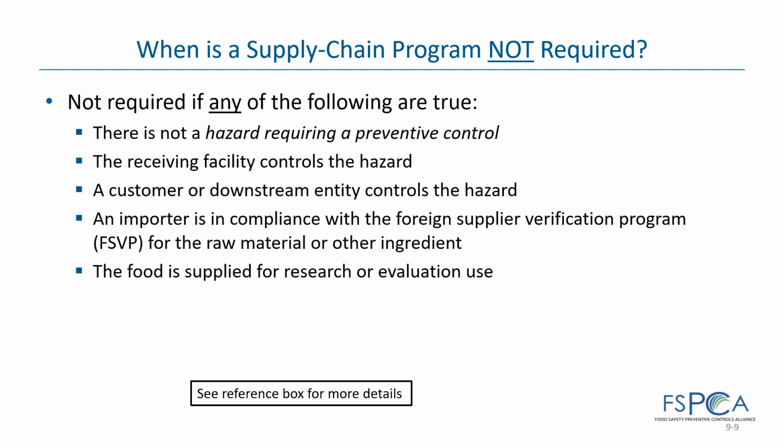So like I said, that's very similar to this supply chain applied control. So if you're adhering to the FSVP, you do not need to adhere to this part of the regulation. It just doesn't make sense. They overlap so much. Or if the food is supplied for research or evaluation use. Okay, so if you are using it just for research, then you do not need to worry about controlling the hazard through your supplier. There are a few more references in the box next to this slide in the student manual if you want to look at a little bit more context between each of these situations.